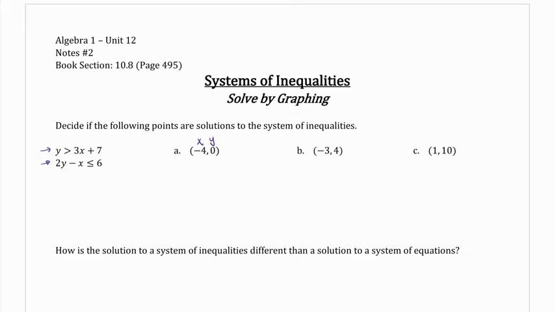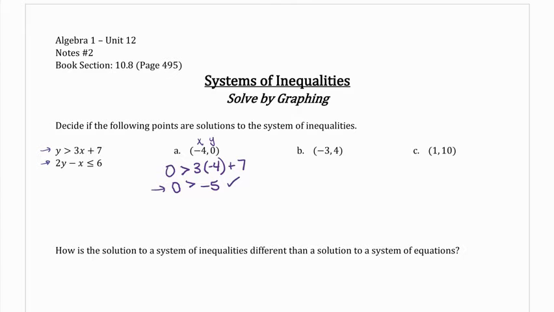Okay, so our first inequality there is y is greater than 3x plus 7. So we'll plug in our values. So 0 gets substituted in for y is greater than 3 times, for x we're going to substitute in negative 4, plus 7. So that would be 0 is greater than 3 times negative 4 is negative 12, and negative 12 plus 7 would give us negative 5. So we get to this statement here, 0 is greater than negative 5. That's a true statement. So that means that that point works for that first inequality. So there's our first one.